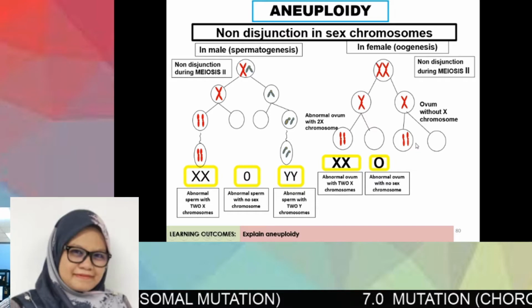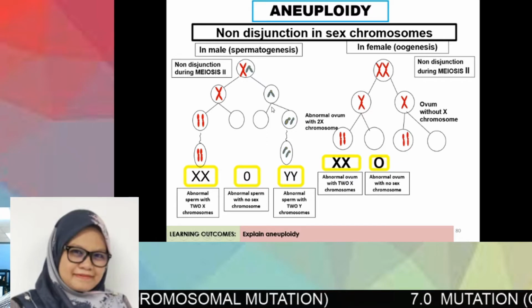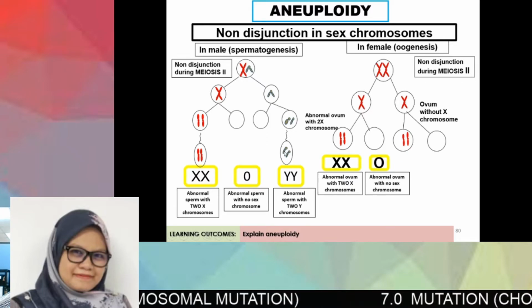Okay, this is non-disjunction during meiosis 2. Okay, X, Y, they separate during meiosis 1, and then during meiosis 2, the sister chromatids are not separated. So that's why this daughter cell has 2X chromosome, and this will carry no sex chromosome. And then here the same thing occurs. The sister chromatids are unable to separate, so this gamete will carry 2Y chromosome.